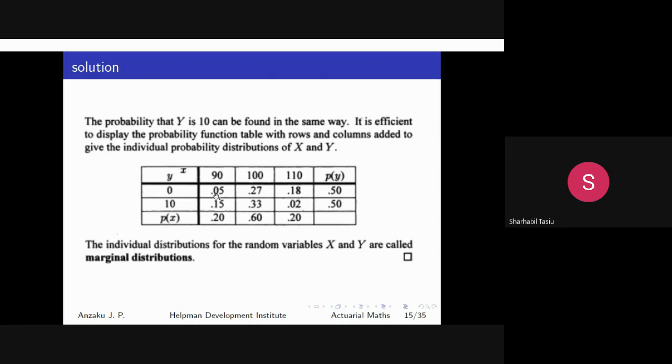Whereas for his first investment yielding 90, he has a 0.20 chance, and for his investment yielding 100, he has a larger chance, which is 0.60, and 110, he has 0.20. All right, so the individual distributions for the random variables x and y are called marginal distributions.